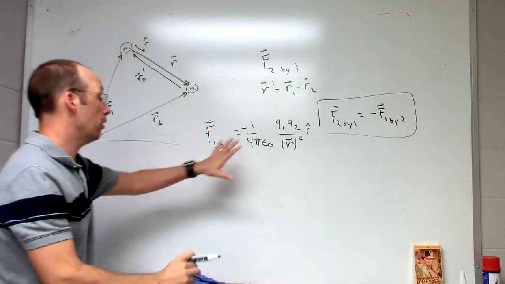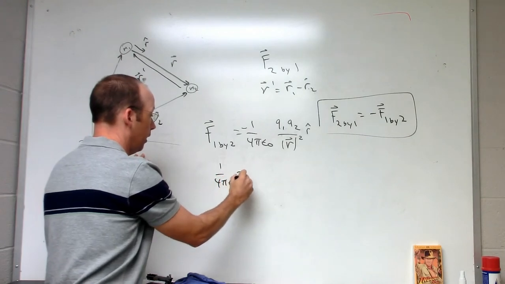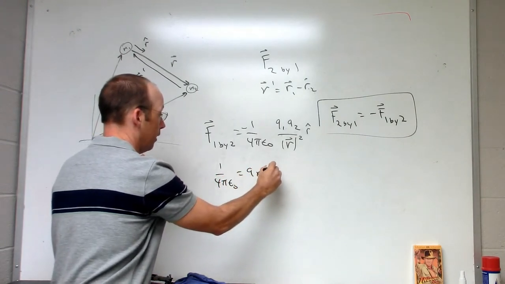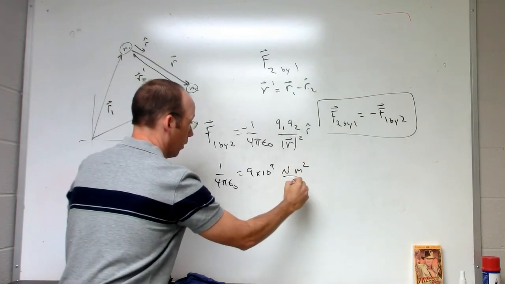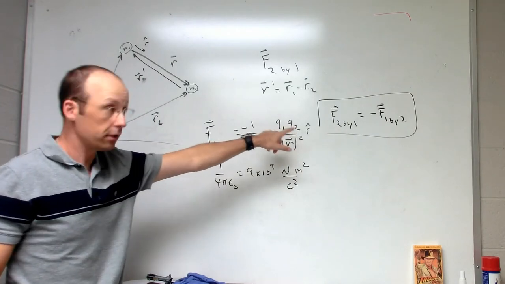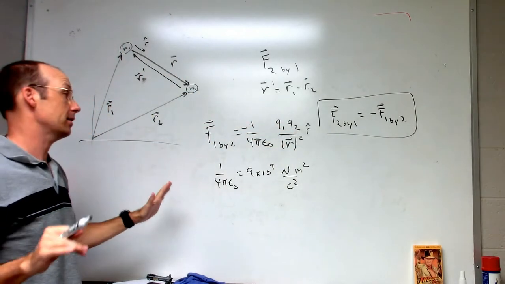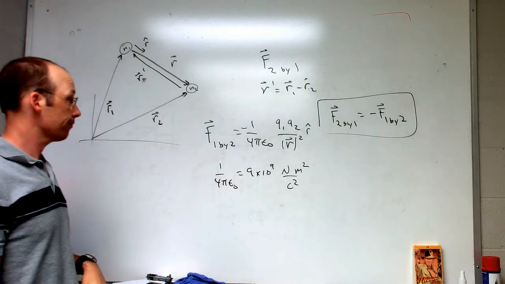That's one difference. Here we have this constant, 1 over 4 pi epsilon naught, equal to 9 times 10 to the 9th newton meters squared per coulomb squared, where the coulomb is a unit of charge. Q1 and Q2 are the charges of the two objects. It doesn't matter about their mass, it matters about their charges. But other than that, it looks very similar.